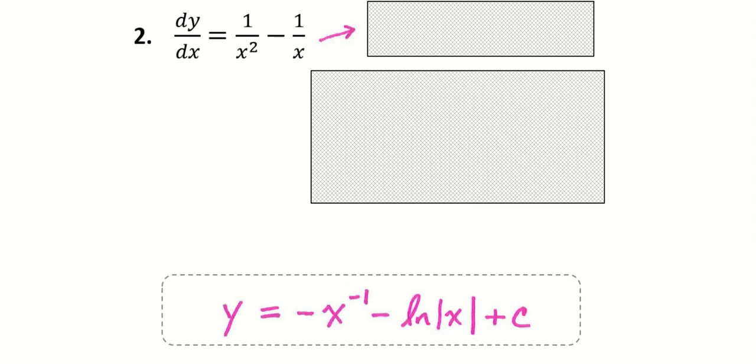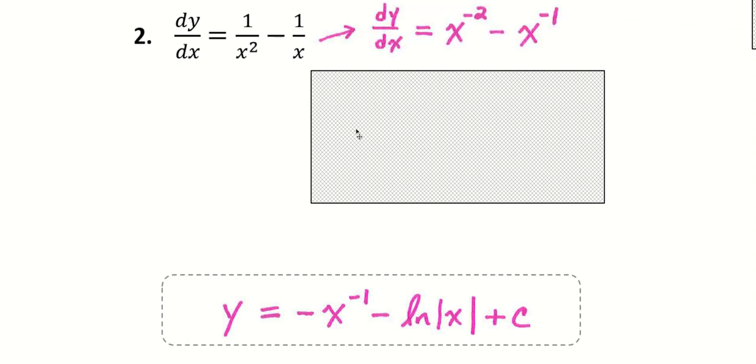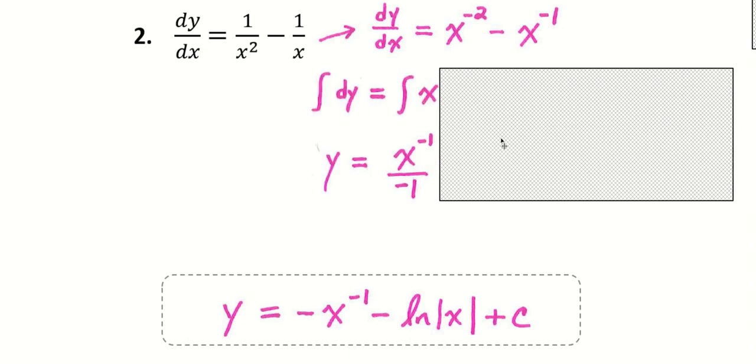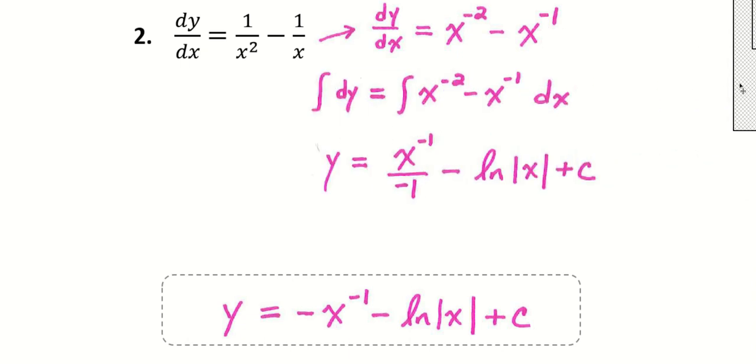Number two, this didn't need U substitution. This right here didn't integrate yet, I just rewrote this as x to the negative 2 power, and this as x to the negative 1 power. Now we integrate, and this is what I got.